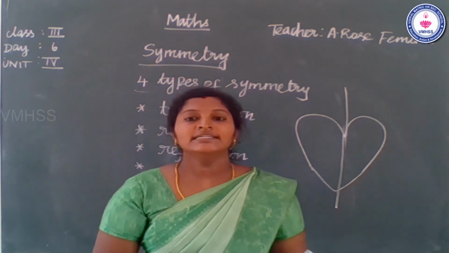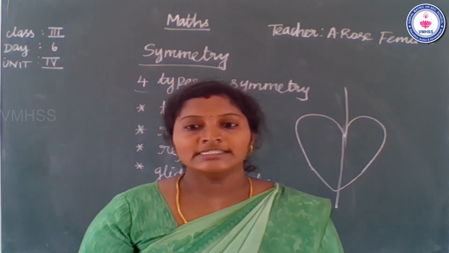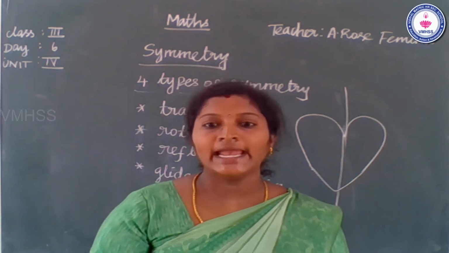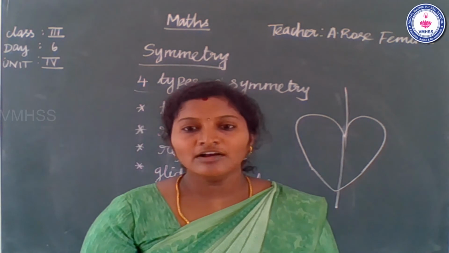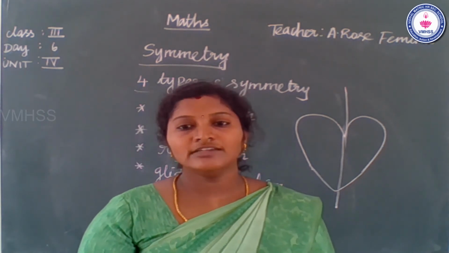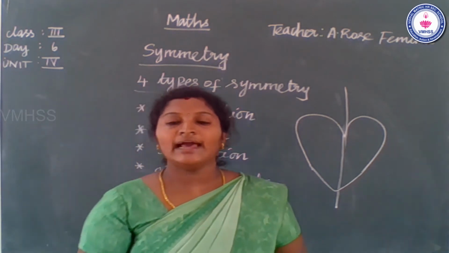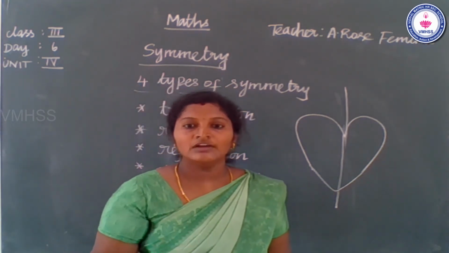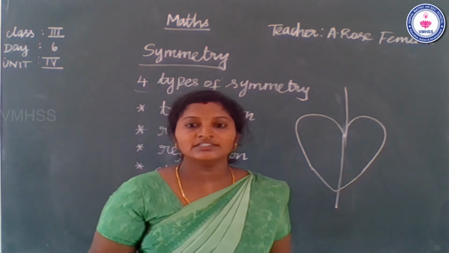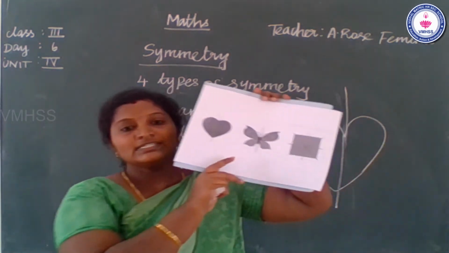Symmetry is defined as a balance and a similarity which is found in two halves of an object. That is, one half is the mirror image of the other half. The imaginary line or axis along which you can fold a figure to obtain two symmetrical halves is called the line of symmetry. So see some examples.